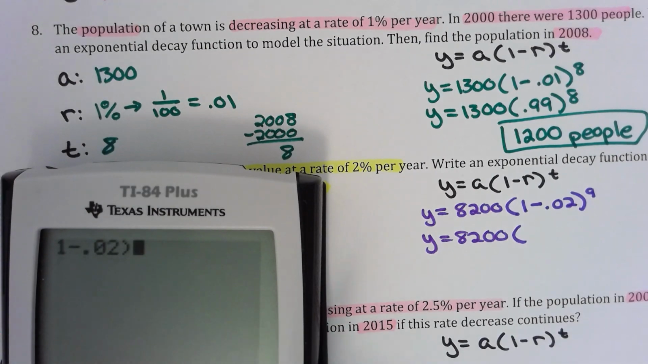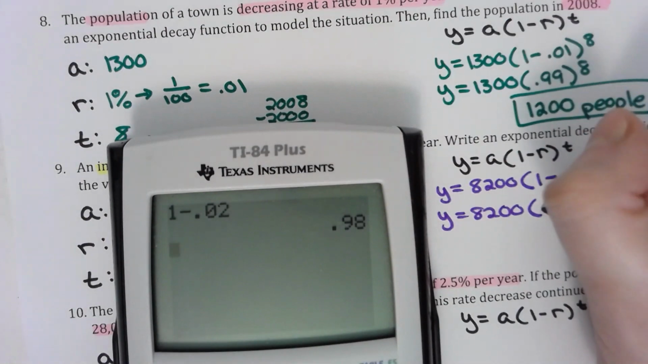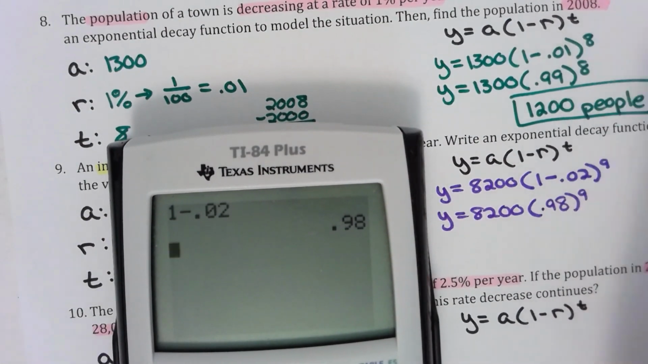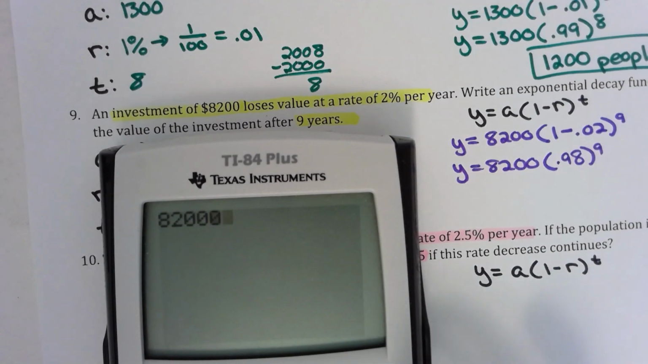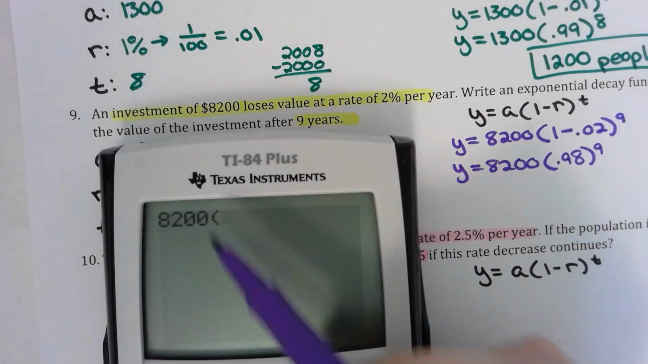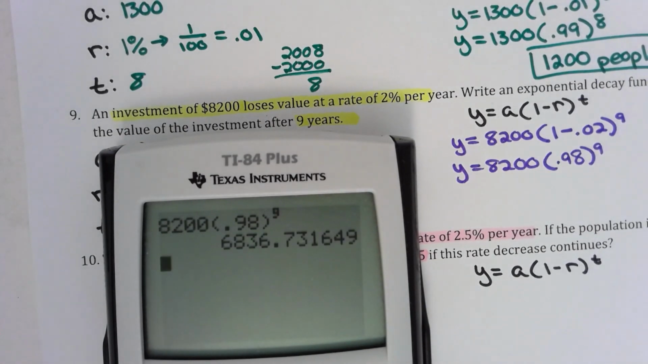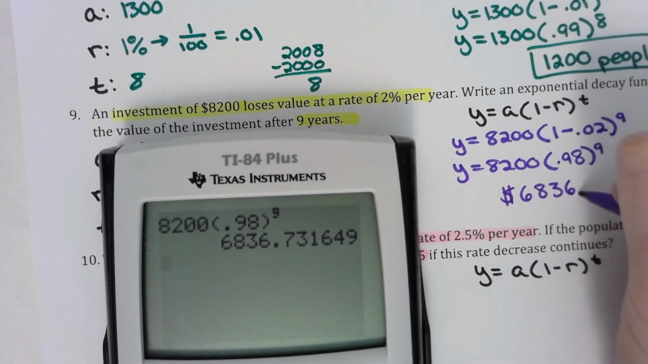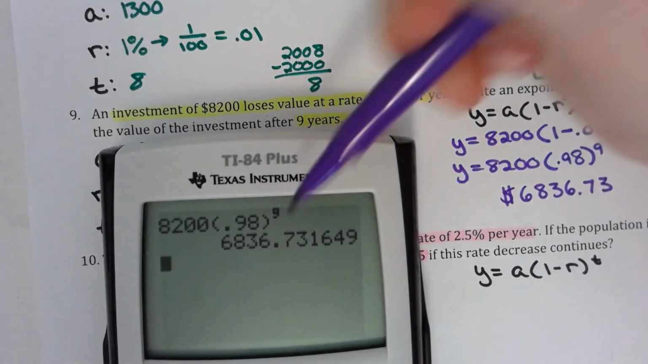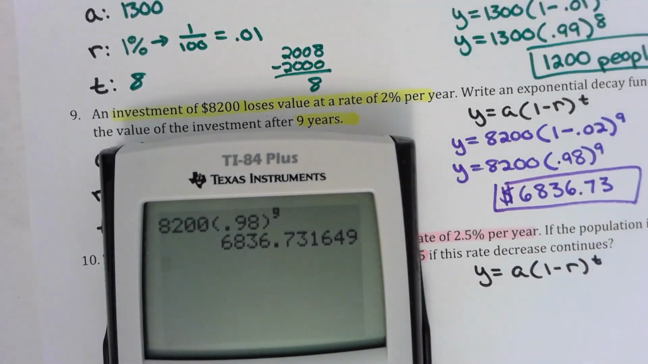So let's get rid of that. I don't need that yet. Just the insides. That's 0.98 to the 9th power. So now I'm going to type this whole thing in. Since it is talking about money, make sure you put the same number of zeros right there. We are going to do 2 decimal places. So $6,836.73. It stays a 3 because the number right after it is lower than 5.